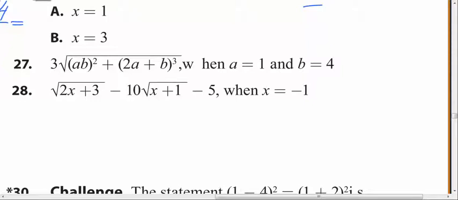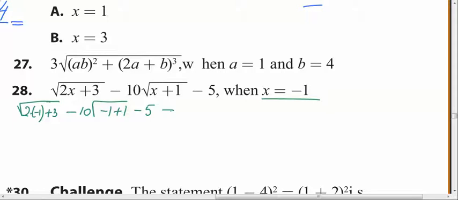We have to evaluate this expression here, right? And they're telling us that x equals -1. Alright, x equals -1, plug it in, right? I have square root of 2 times -1 plus 3 minus 10 times square root of -1 plus 1 minus 5. Well, first of all, -1 plus 1 gives you a 0, so this whole term here will be 0, disappears, right?